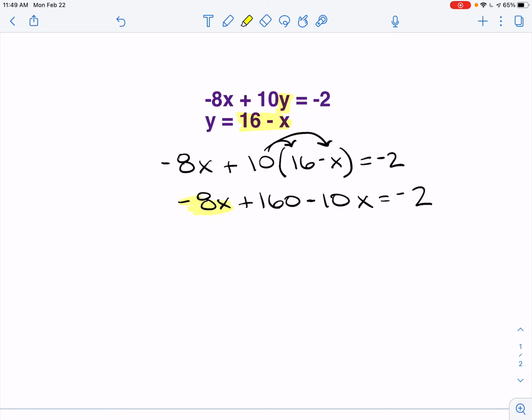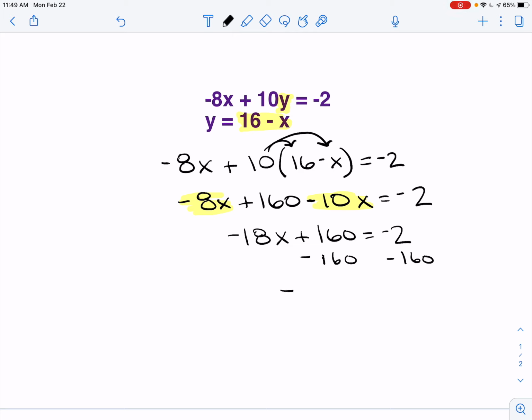Now, if I look here, I'm going to combine like terms. So I have a -8x and a -10x. That's -18x plus 160 equals -2. So now I'm going to get rid of this 160 by subtracting 160 from both sides.